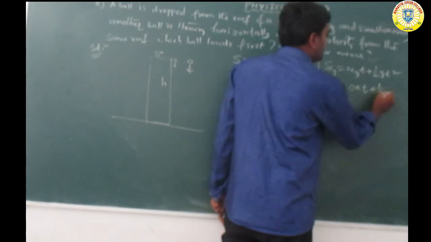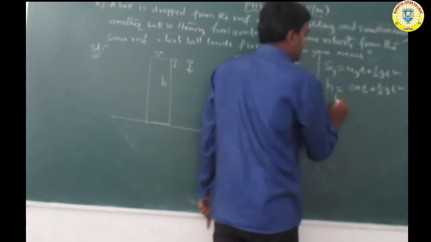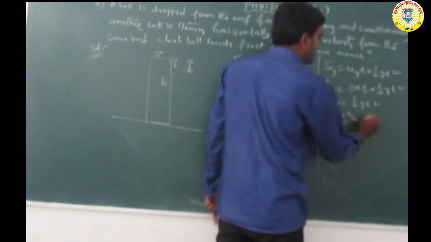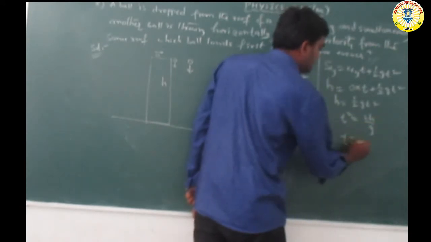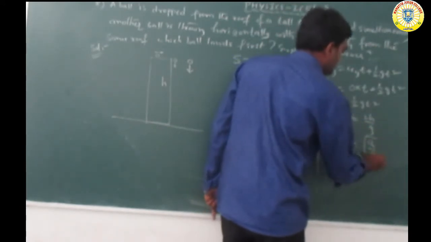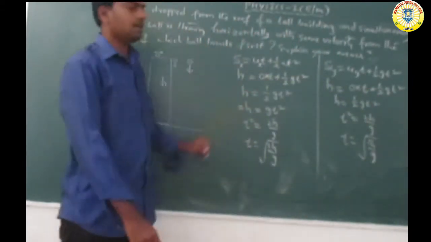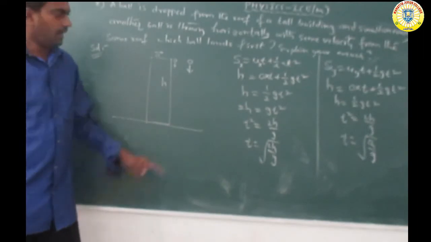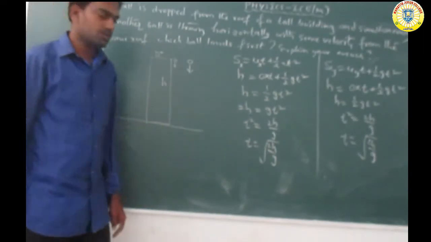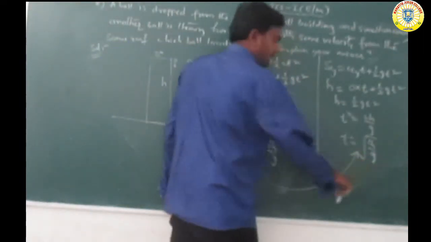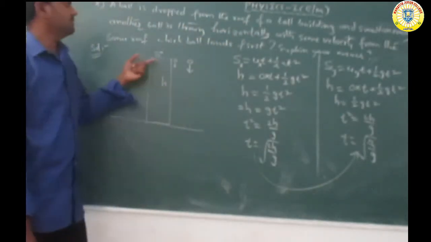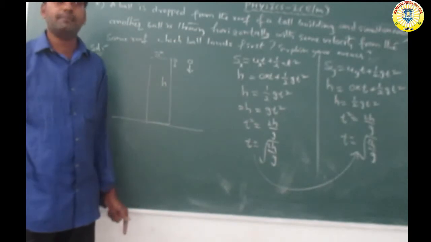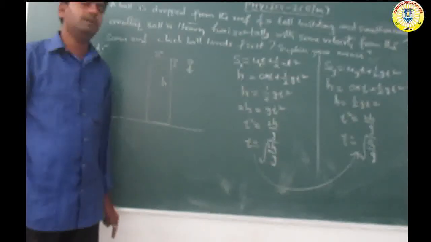So h is equal to half g t square. So t square is equal to 2h by g. So t is equal to under root of 2h by g. Both cases, the time is the same: t is equal to under root of 2h by g. So which ball lands first? Both reach at the same time. So that is the given answer.